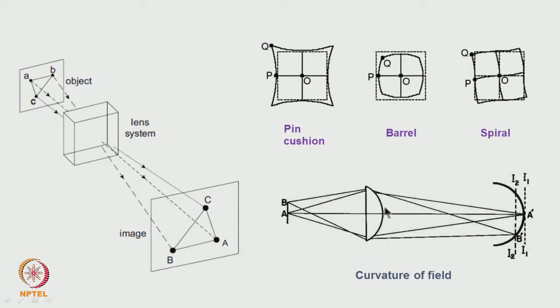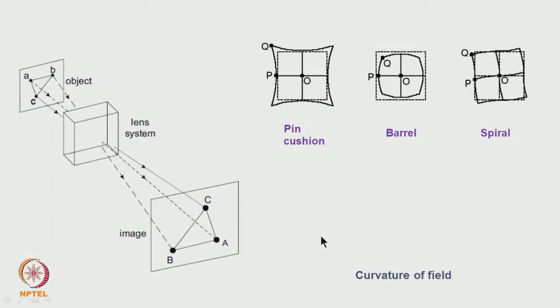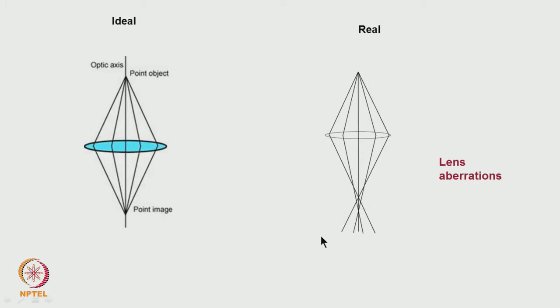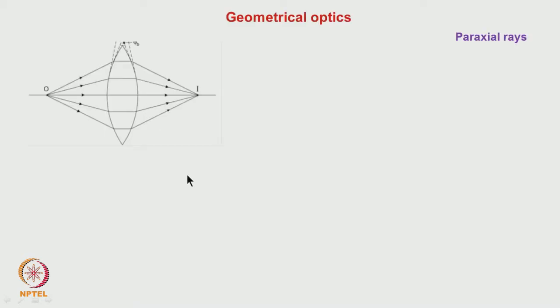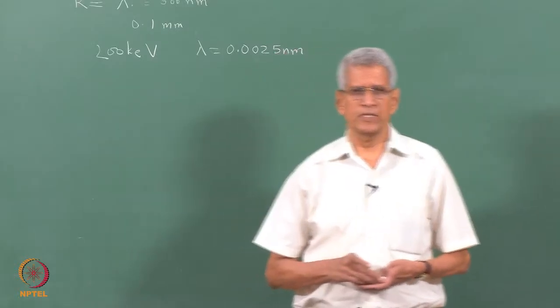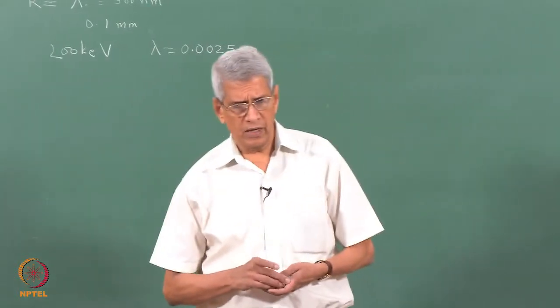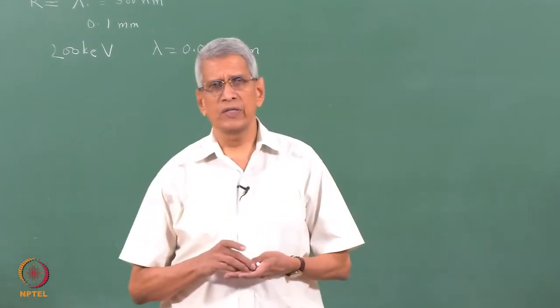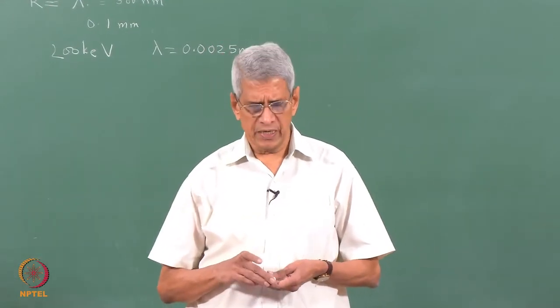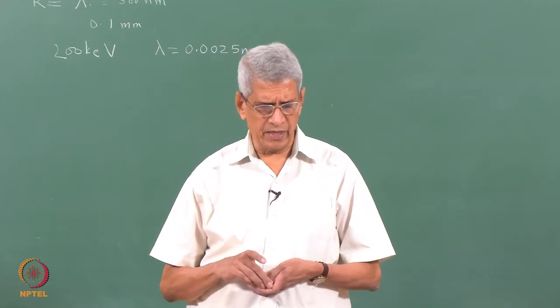So, we have seen curvature and different types of distortions, and there is another aberration which comes because of the curvature of the lens, the spherical lens. This aberration is normally called the spherical aberration. Before we go into understanding the aberration, what we should know is why these aberrations arise in the lens in the first place.